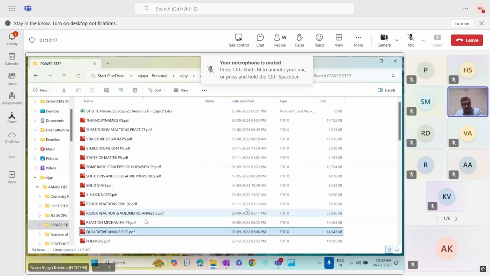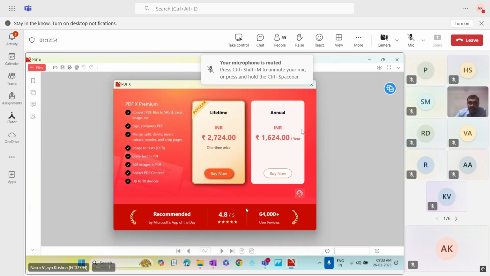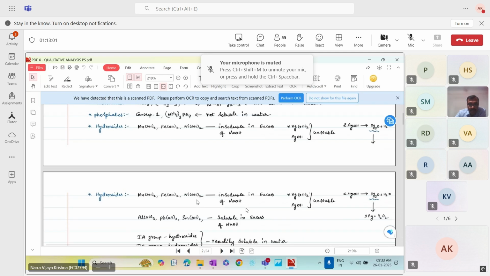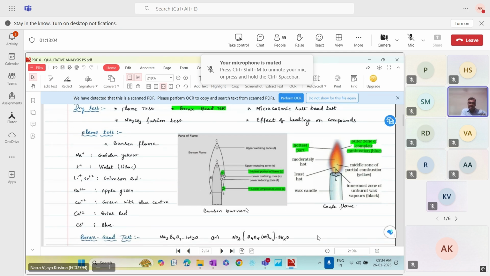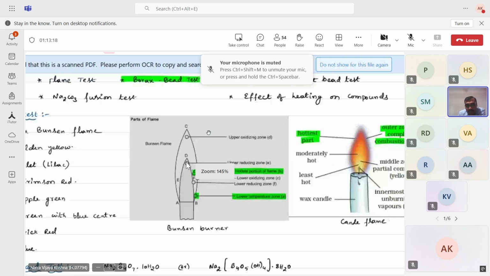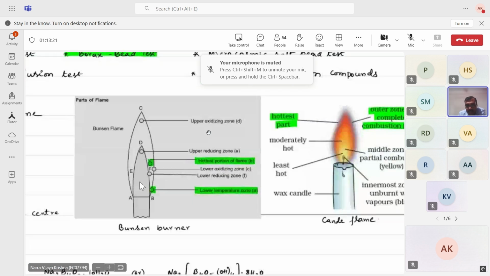Qualitative analysis. See this one, sir. Read this one carefully. This is the Bunsen burner flame, right? These are the zones present in that Bunsen burner flame. The upper zone is the upper oxidizing flame. This middle zone is the upper reducing zone. The position between both is the hottest portion of the flame. This is called the lower oxidizing zone. This is called the lower reducing zone. And here is the lower temperature zone.